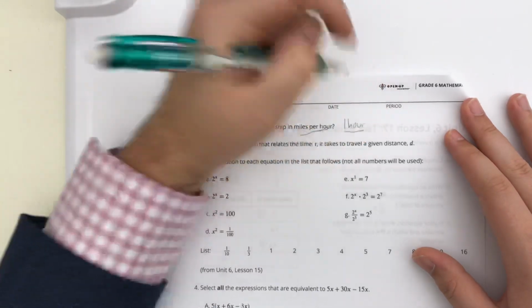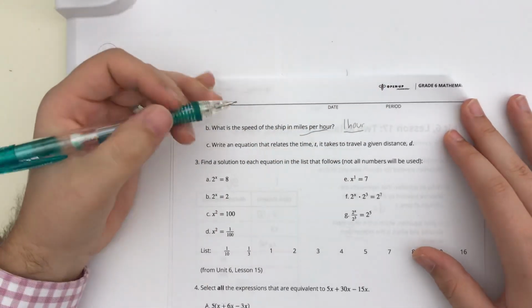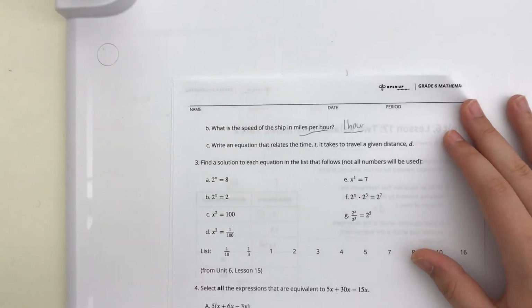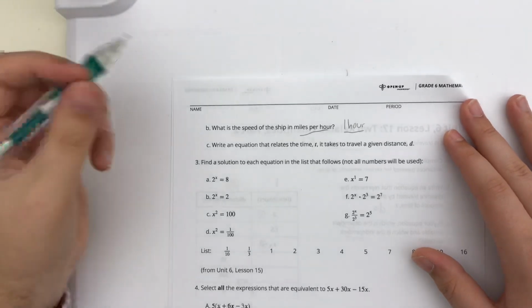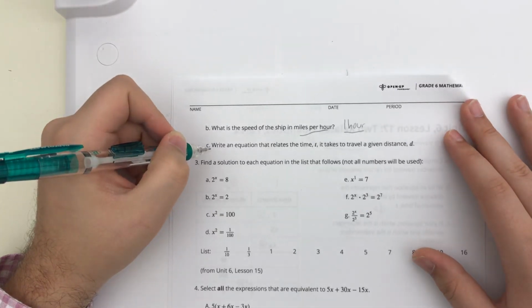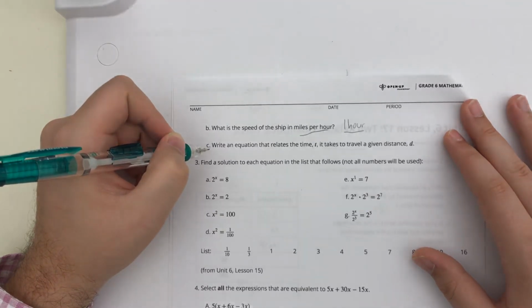So that's why I asked you to remember to look at that first point, because that point tells us our unit rate. It also tells us how fast it's going in 1 hour, so that we can calculate anything after that using an equation. This says write an equation that relates the time it takes to travel a given distance.